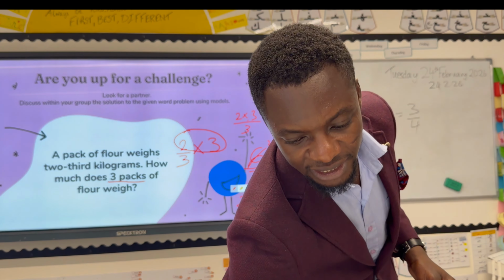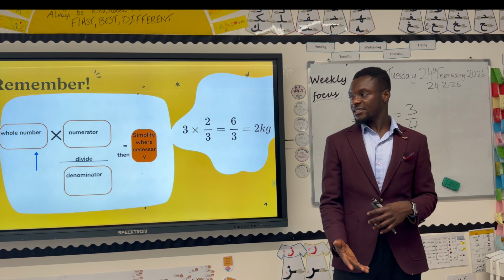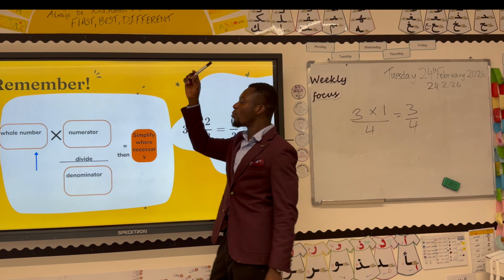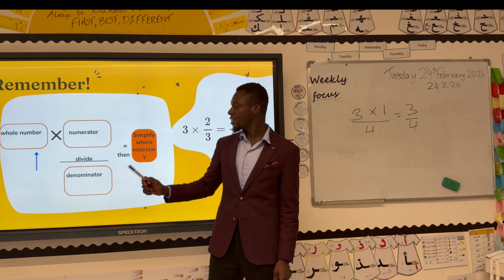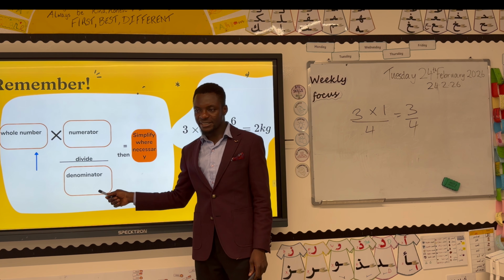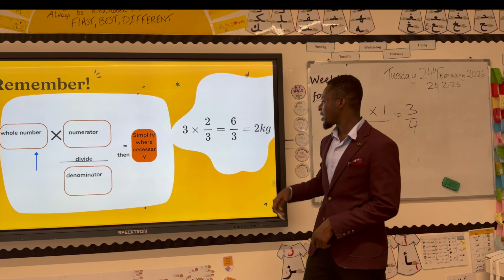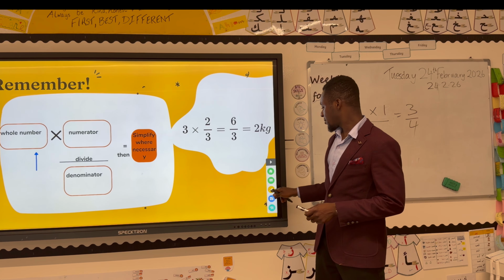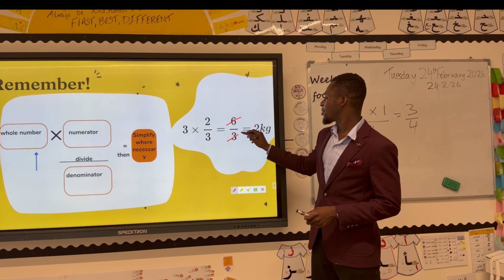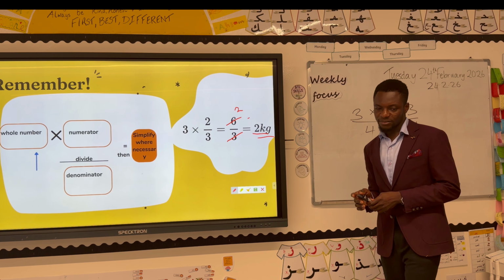Easy peasy. Good. So there are certain things to note. Always remember that you multiply the whole number by the numerator. Then you divide by its denominator. Okay. Then you simplify where necessary, as demonstrated here. So you simplify where necessary to get your 2 kg.